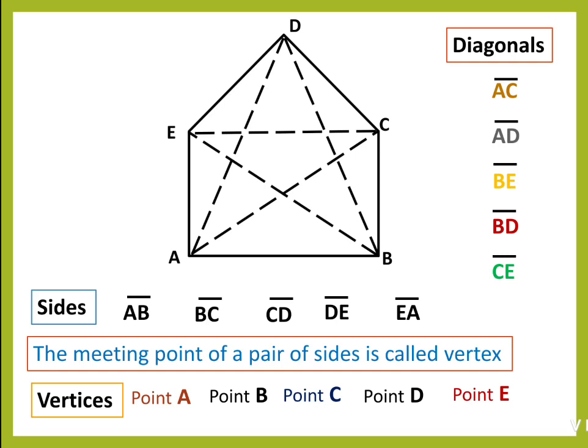So, from each vertex there are 2 diagonals. Some diagonals we have already drawn. So, only 5 diagonals for this figure. That is 5 points here, 5 diagonals also here.